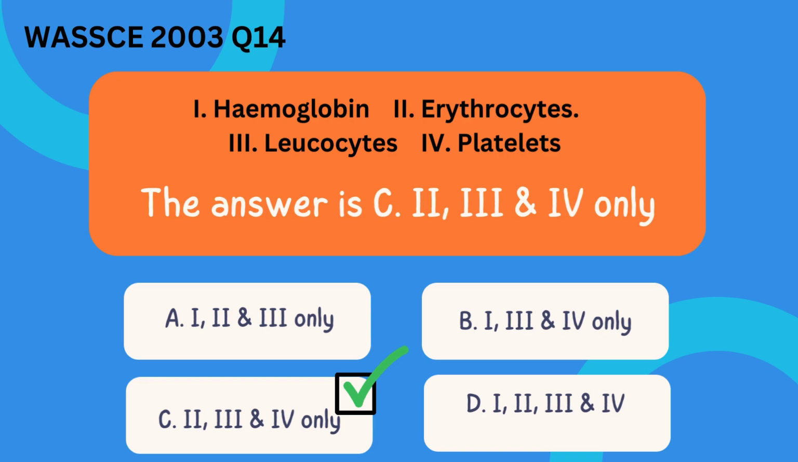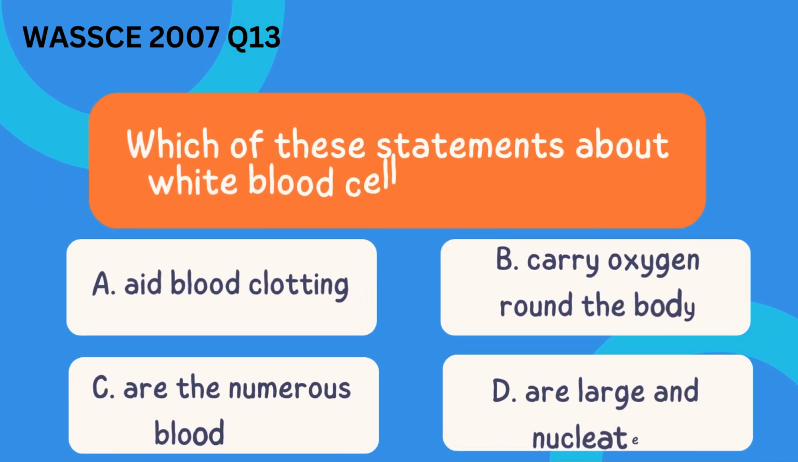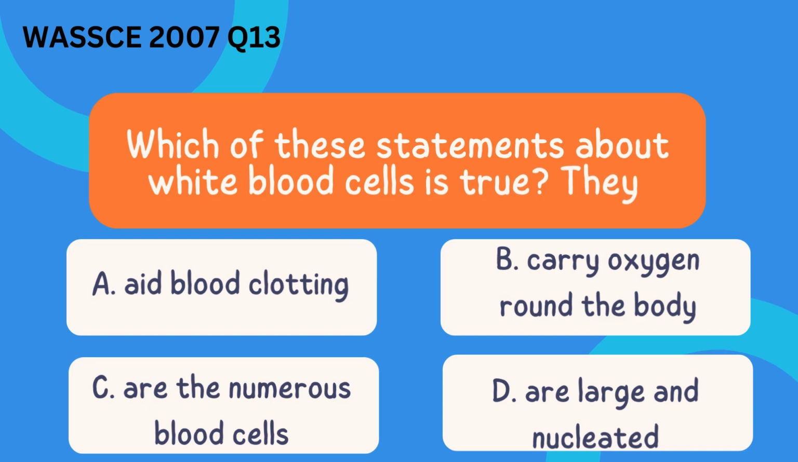The next question is question 13 from 2007, and it says, which of these statements about white blood cell is true? A, it aids clotting of blood. B, carries oxygen around the body. C, are the most numerous cells in the blood. D, are large nucleated cells. What do you think is the answer?